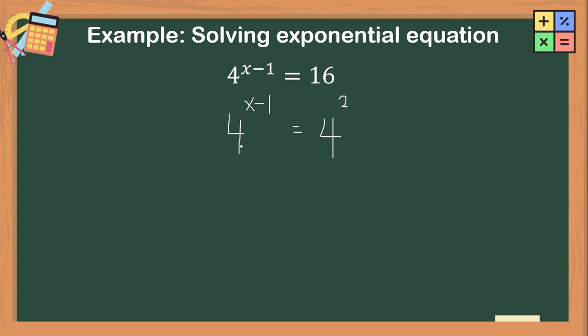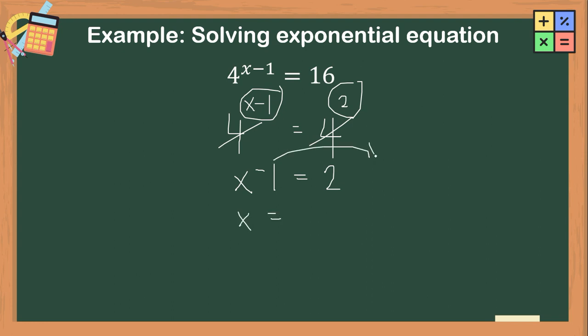Next. So, parehas na sila ng base. Kapag parehas na sila ng base, you're going to eliminate na po yung base. So, since the base is already eliminated, you're going to bring down the exponent of both sides. So, x minus 1 is equivalent to 2. Then, you're going to find the value of x now. You're going to transpose negative 1 to the other side, and that will be 2 plus 1. And then, the answer here is x is equal to 3. And that is the final answer. Get?